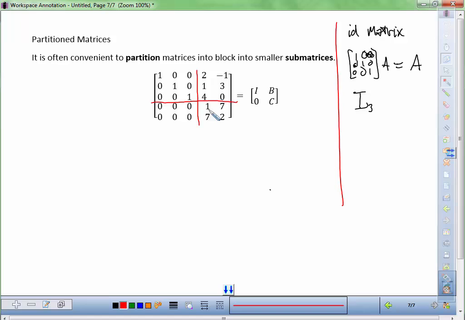Yeah, you have to do it to everything. So in this case, this matrix can be split up into 4 submatrices, and if we do a multiplication, we might come up with an easier result.